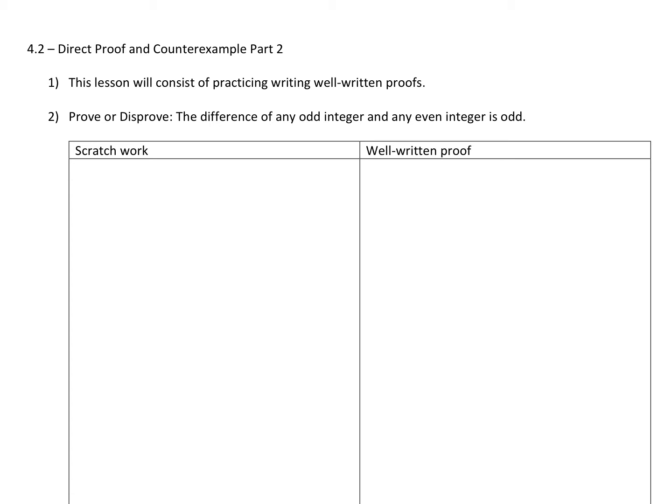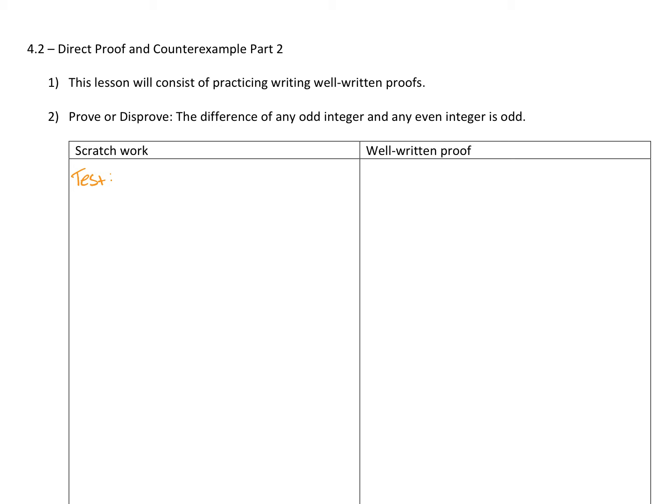So we're going to have to do a little thought before we start trying to prove something to determine whether or not we should try, right? Maybe it's not true. For example, prove or disprove: the difference of any odd integer and any even integer is odd. If it says prove or disprove, we should start by trying to convince ourselves with a few examples. So we'll do a few test cases.